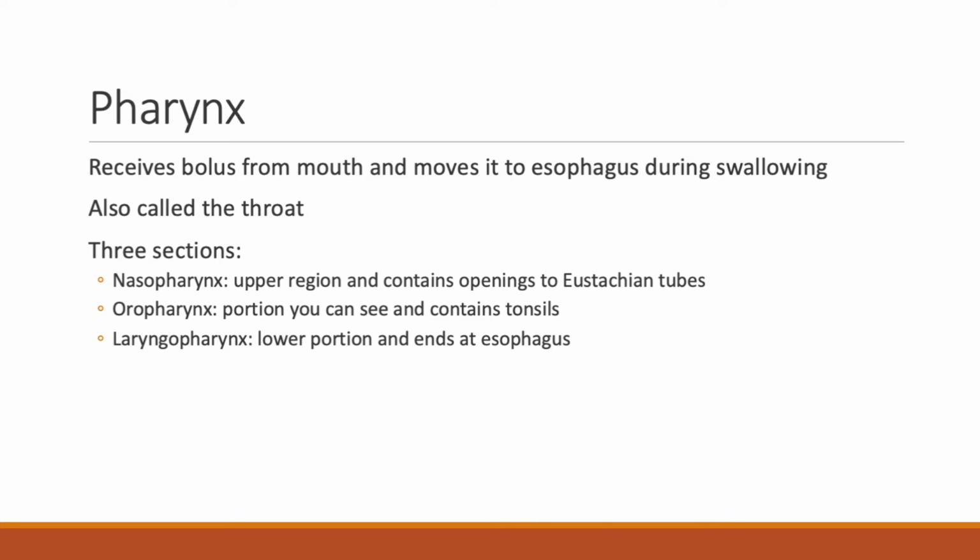Oropharynx is the portion you can see, and it contains your tonsils. Oro, again, is mouth, and then the pharynx is the throat, so it's where the 2 meet. Laryngopharynx is the lower portion, and it ends at the esophagus. This is where your vocal folds are, and it helps produce our speech and our sound.